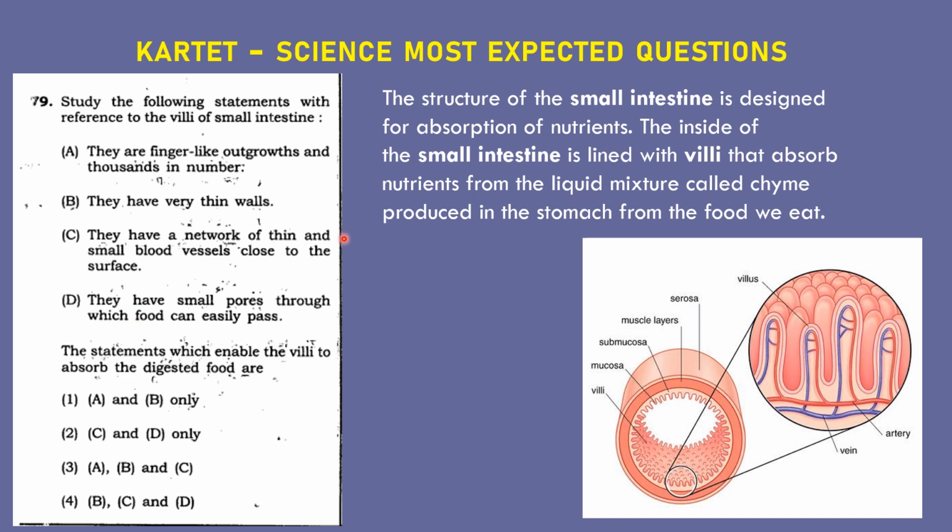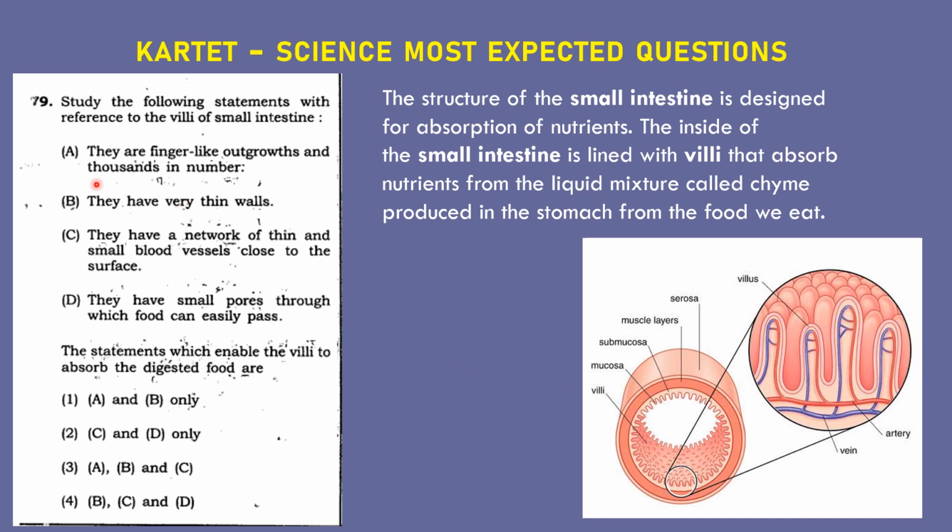Let us discuss here. What is meant by villi? What is the function of villi? The structure of the small intestine is designed for the absorption of nutrients. The inside of the small intestine is lined with villi that absorb nutrients from the liquid mixture called chyme, produced in the stomach from the food we eat. Whatever food we eat reaches the small intestine, and then the villi absorb the nutrients from the food.